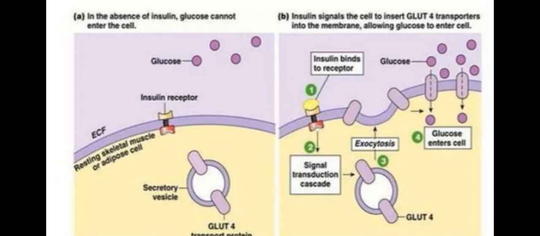So glucose is there, insulin receptor is there, then secretory vesicle is there, in a resting skeletal muscle or adipose cell. Insulin signals the cell to insert GLUT4 transporters into the membrane, allowing glucose to enter the cell. So insulin binds to receptor, signal transduction cascade, exocytosis, glucose enters the cell.